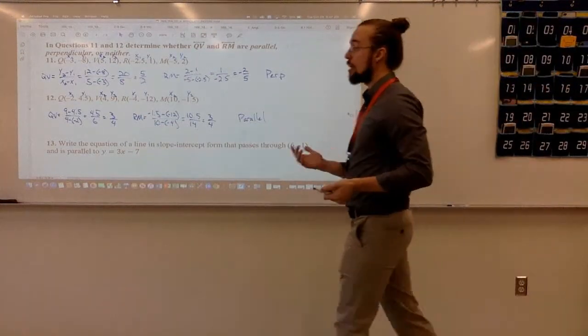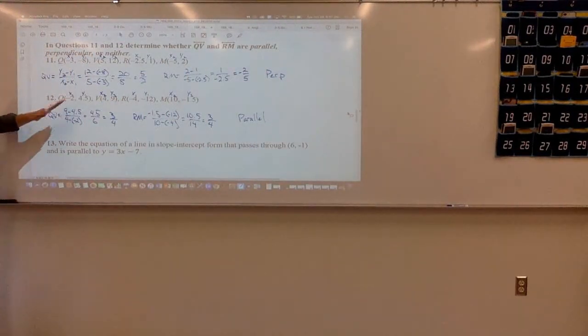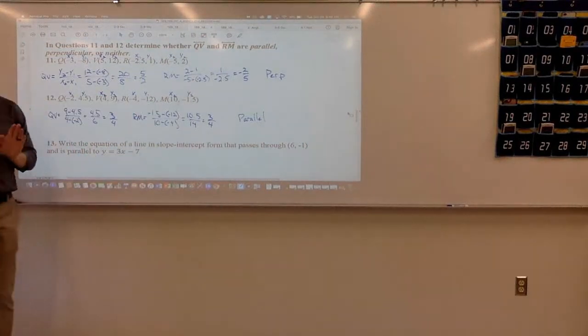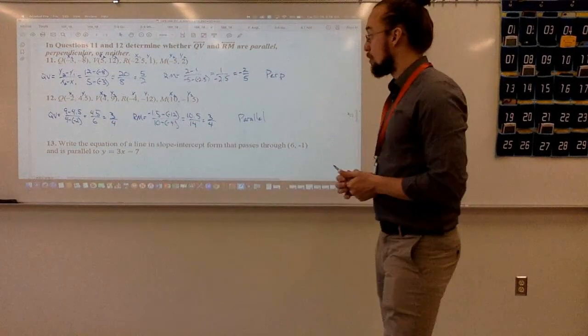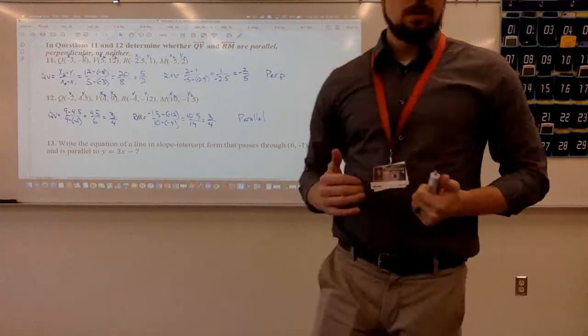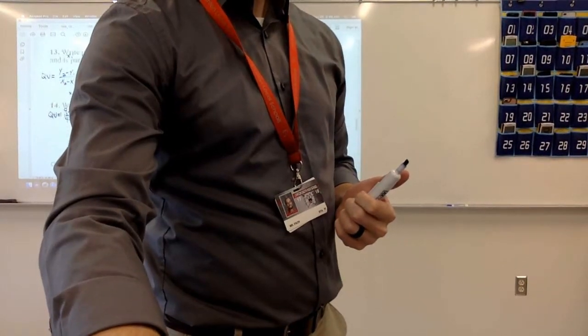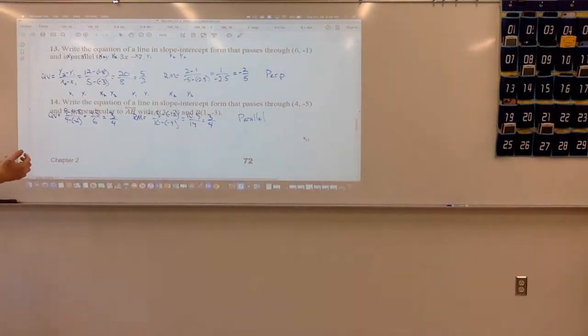If I just plot all 4 of these points, and then draw lines between Q and B, and a line between R and M, we should see that those 2 lines end up being parallel. So use Desmos to make sure that your work makes sense. Right? So now on number 13 and 14, we want to start writing equations of parallel and perpendicular lines.